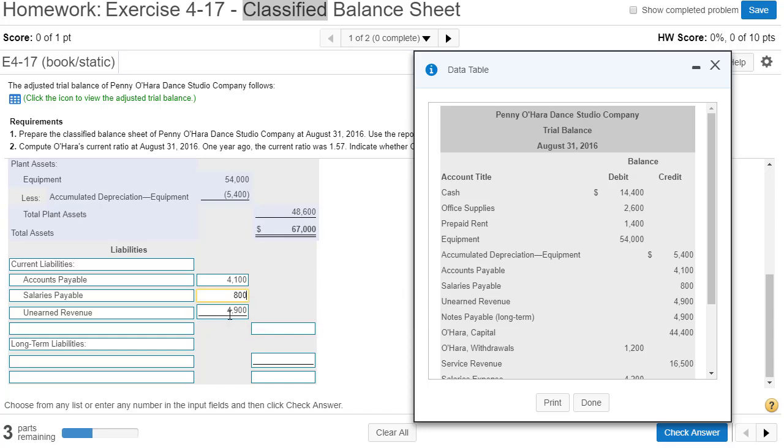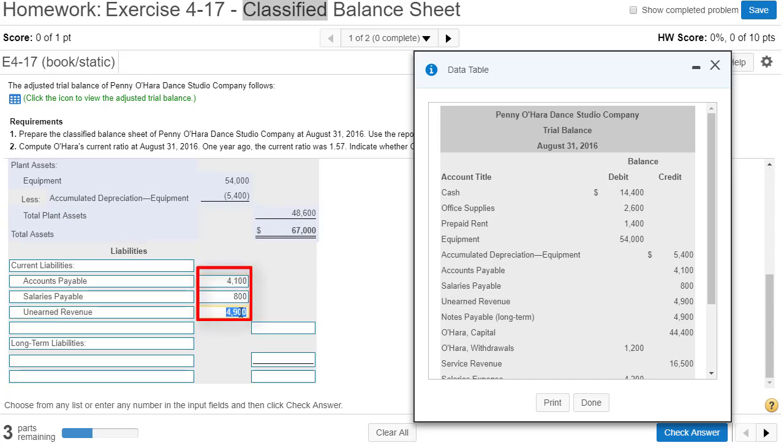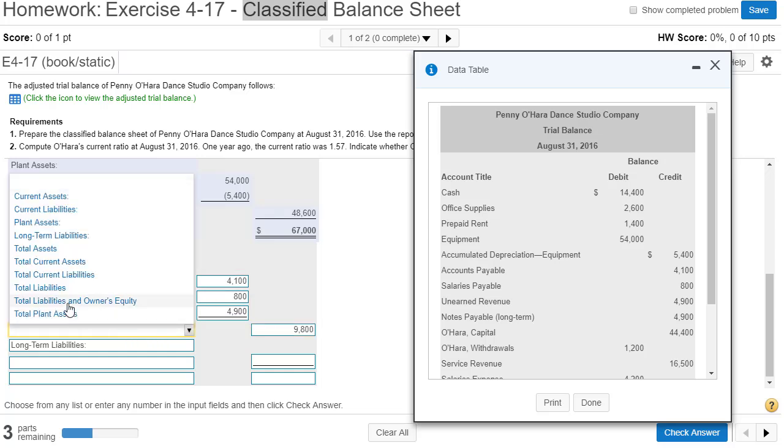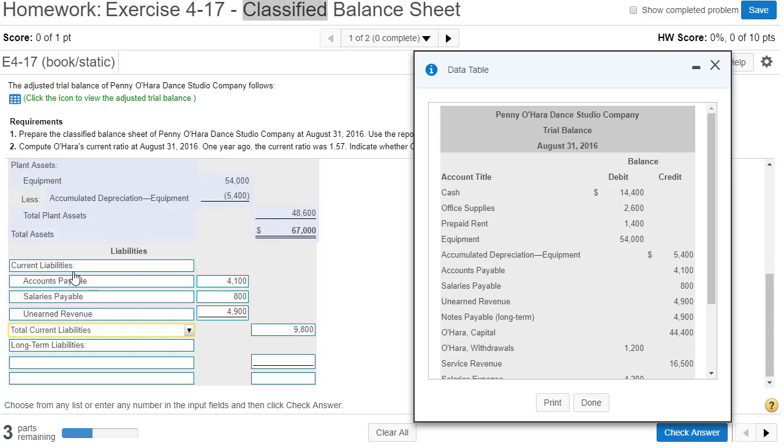So now we've got this line here, which means we need to do a subtotal. So we're going to take 4,100 plus 800 plus 4,900, which gives us $9,800 of current liabilities. So this is total current liabilities.